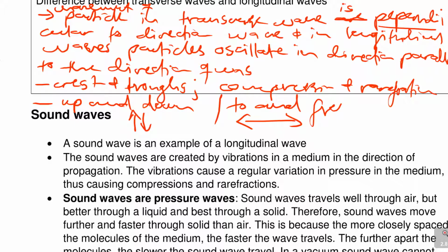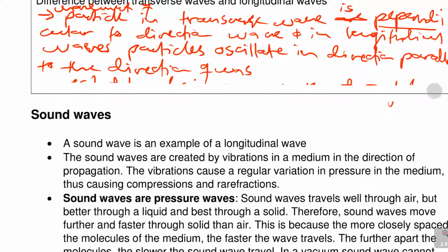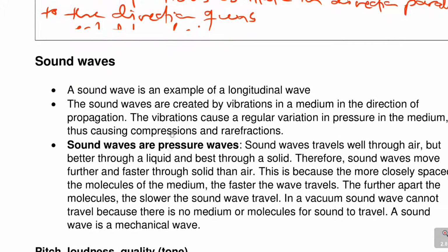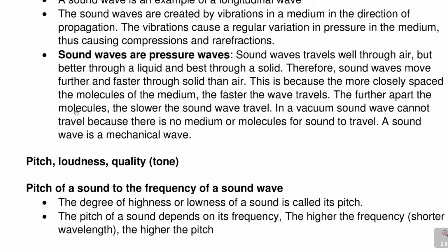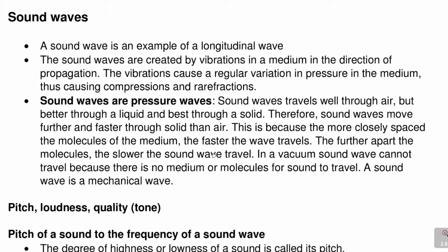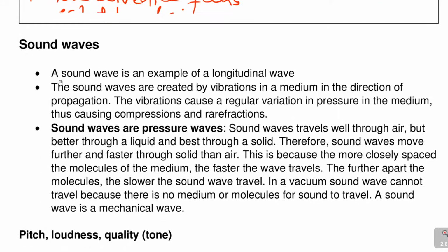All right, then with that it takes us to look at the sound waves. I'm just going to introduce it, and later we're going to cover in the next lesson the pitch, loudness and quality of the tone, as well as other parts. A sound wave is an example of a longitudinal wave. Sound waves are created by vibrations in the medium in the direction of propagation, just like in a longitudinal wave. The vibration causes a regular variation in pressure in the medium, thus causing compressions and rarefactions.